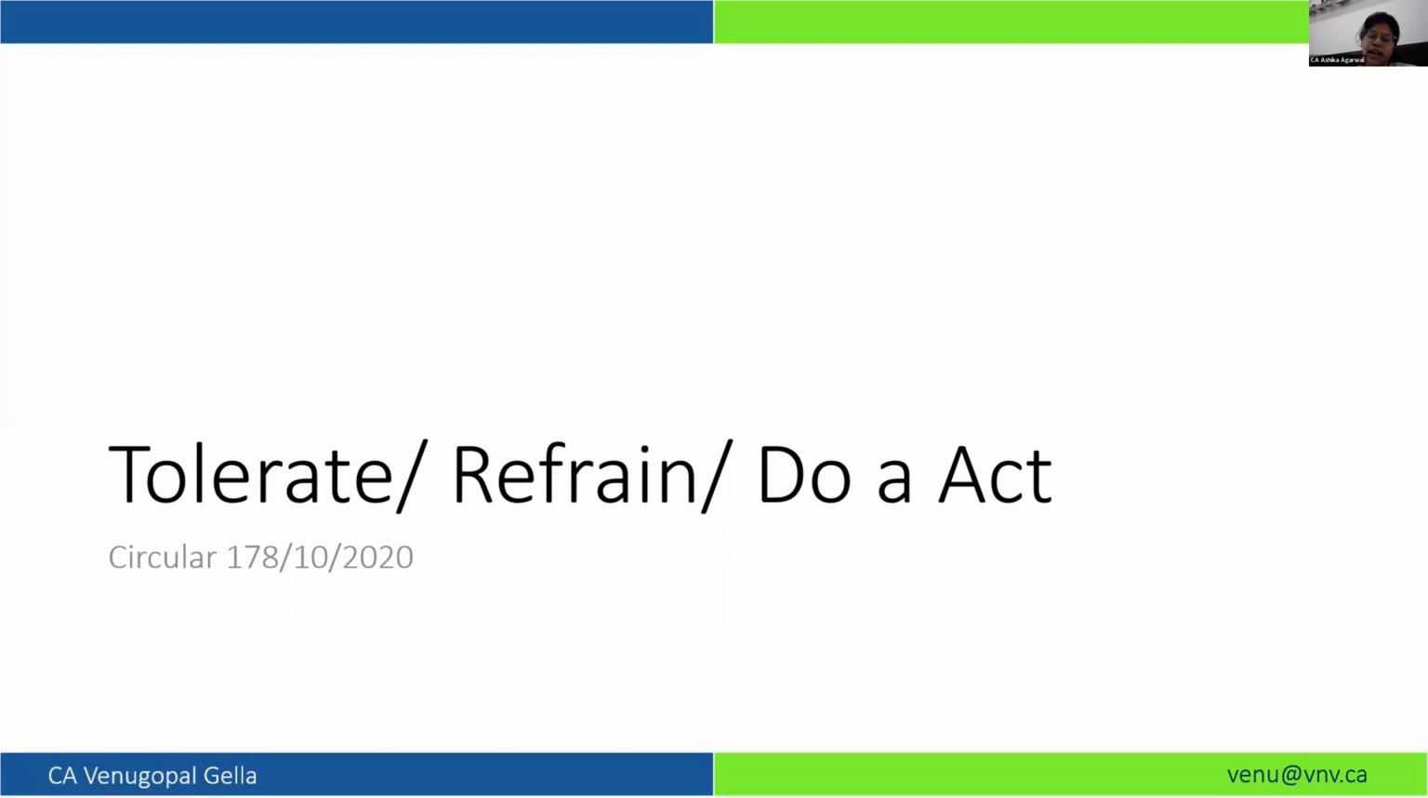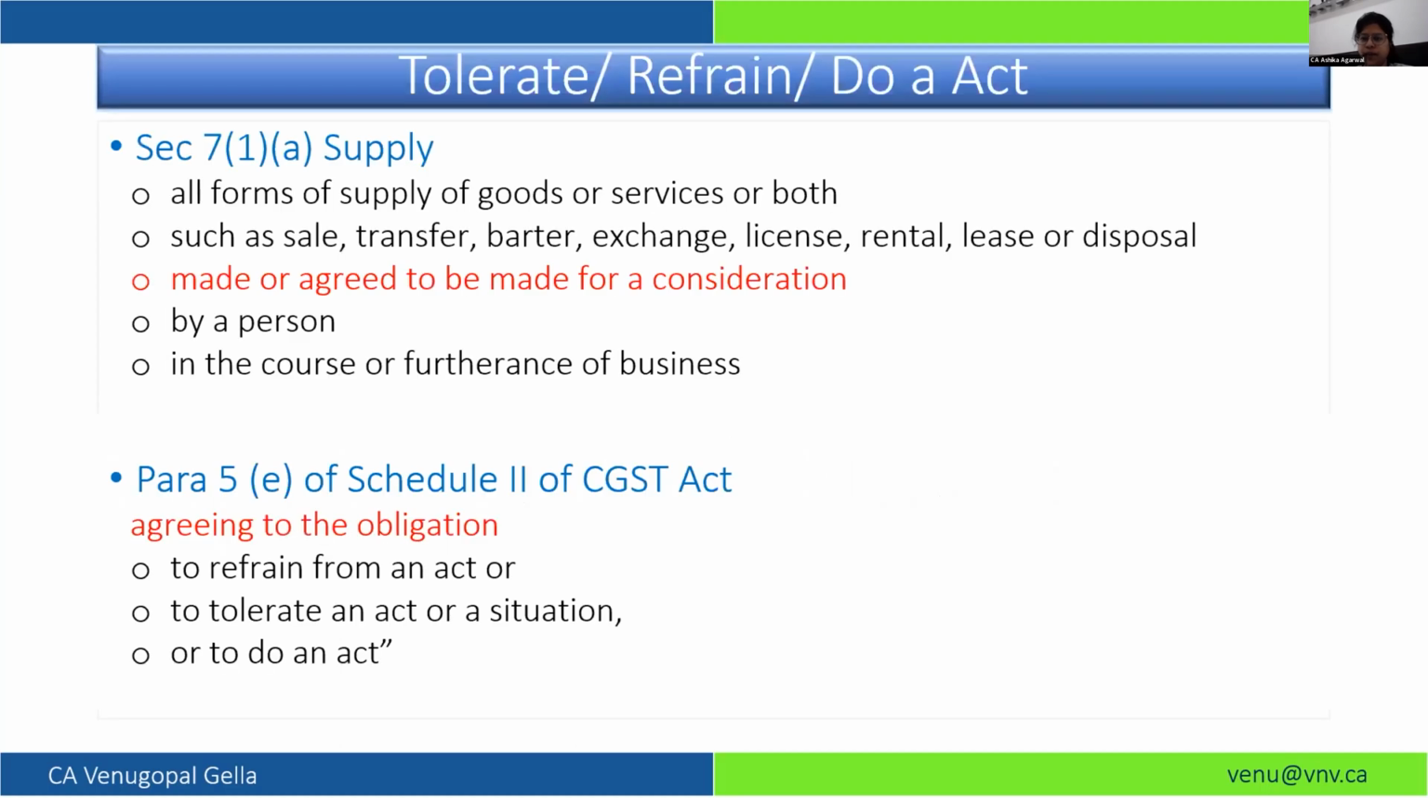Starting with one of the most important clarifications they have brought out, on tolerating an act, refraining from an act, and doing an act. In the service tax regime also, this concept was there. That regime was negative list based, where section 66D gave the negative list: if you fall in it, it will not be considered a service, otherwise you are liable to pay tax. In that, there was a declared service: agreeing to an obligation to refrain from an act, to tolerate an act or situation, or to do an act. The same thing they have carried forward under the GST regime.